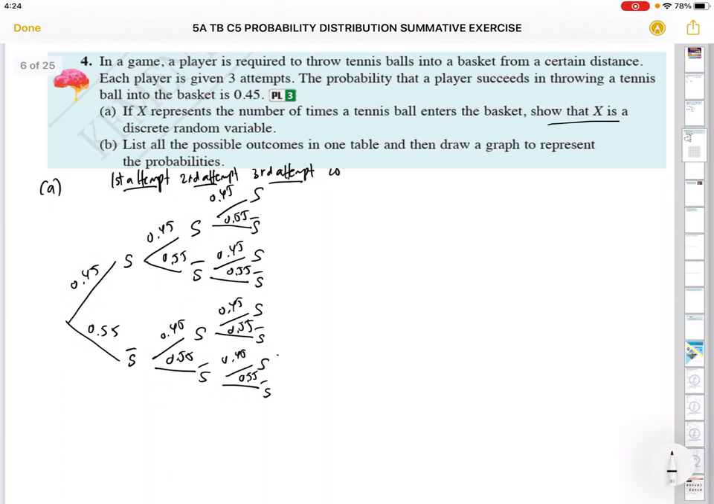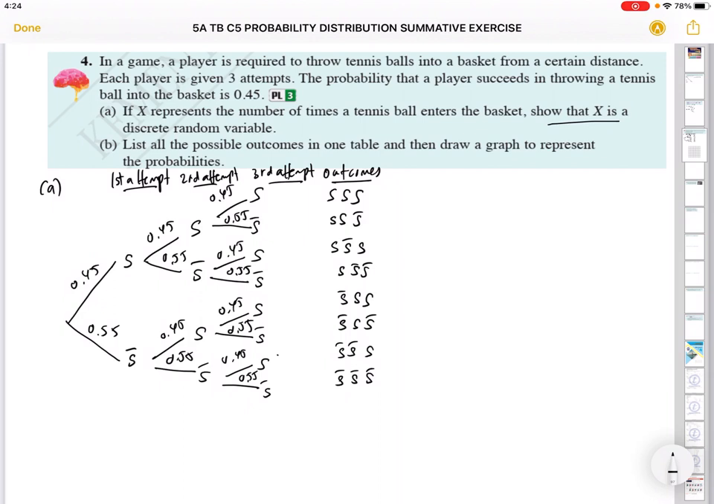Let me write it down nicely. Your outcome is over here. You can have score, score, score, score, score, miss, score, miss, score, score, miss, miss, miss, score, score, miss, score, miss, miss, miss, score, miss, miss, miss. So there are 8 outcomes. I hope you know if there are 2 possible outcomes and you do it in 3 attempts, it's 2 power 3, which is 8. You should always have 8 possible outcomes.